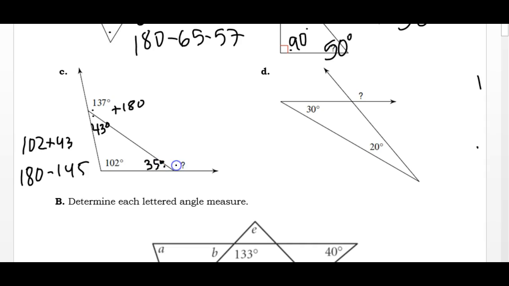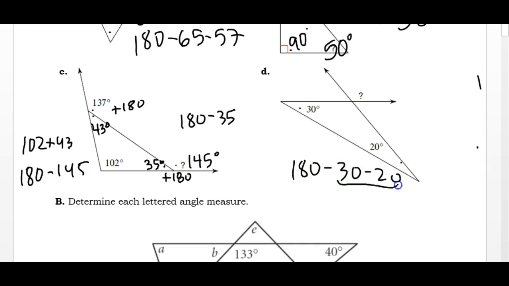And then again, I have a linear situation where those are going to add up to 180 degrees. So 180 minus 35, that actually brings me right back to 145 degrees. And the last one, I got 30 here, 20 here. I can do 180 minus 30 minus 20, that's 50, so that gives me 130. And then I have a vertical situation here, and we're supposed to remember that vertical angles are congruent. So that gives me 130 degrees for this corner as well.